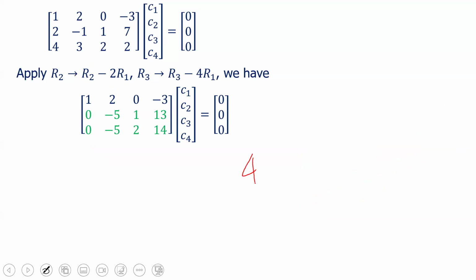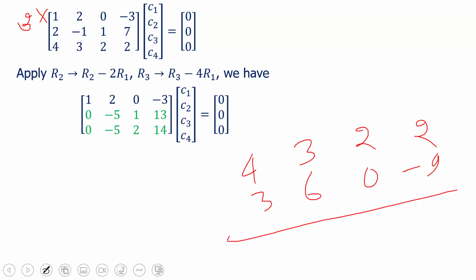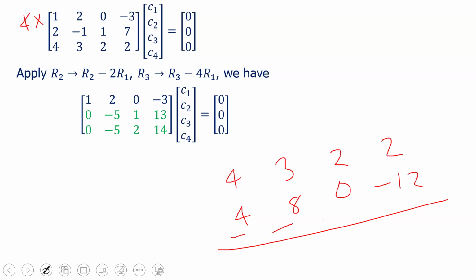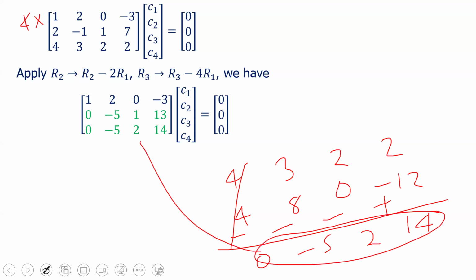Similarly, from the third row, 4, 3, 2, 2, we have to subtract R1 multiplied by 4. 4 into 1 is 4, 4 into 2 is 8, 0, 4 into -3 is -12. Subtracting, minus, minus, plus, this gives 0, -5, 2, 14. Just look here, the last row is 0, -5, 2, 14.